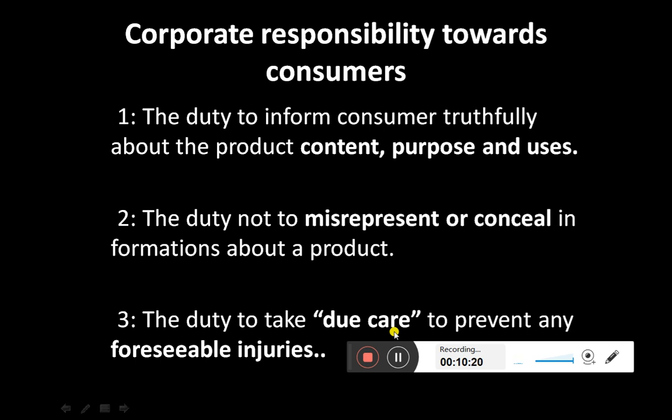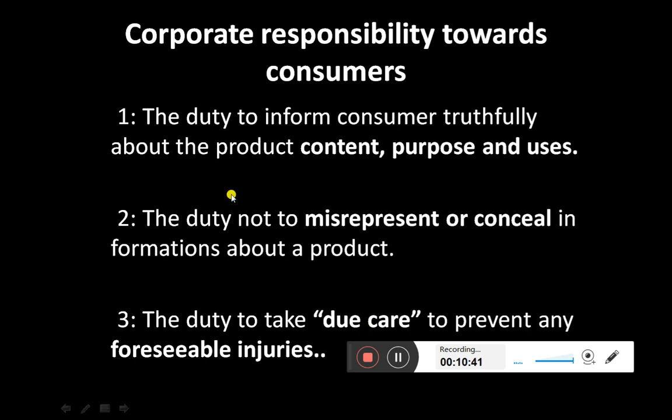Then we have due care, for example within a factory which has a machine, where organizations or supervisors have some special protection procedures to keep their employees away from harm, so that is simply known again as due care.